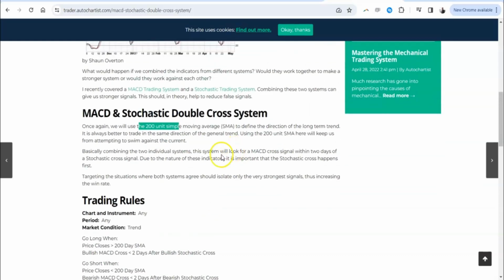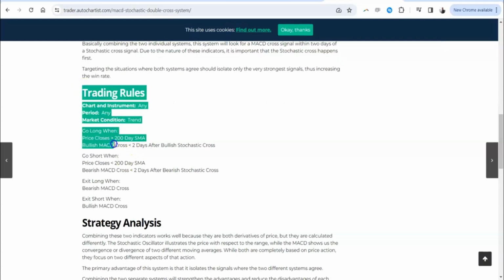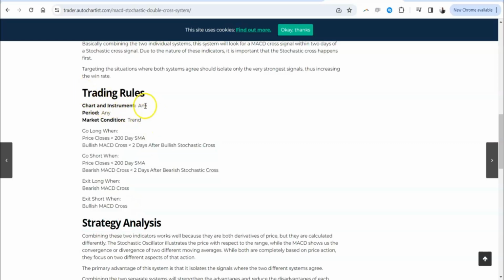Once you detect that there is a trend, then there are some trading rules to follow. This is the most important part of this web page or this blog, and that is what I'm going to explain. They are saying that you can use this strategy for any instrument, be it equity, forex, commodity, whatever. The strategy is also period agnostic. You can use it for 1 hour candle, 1 day candle, 30 minutes candle, whatever.